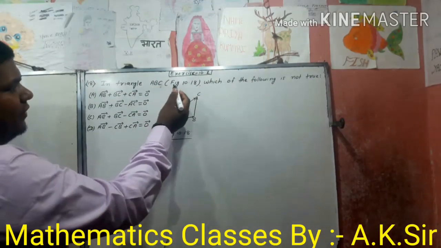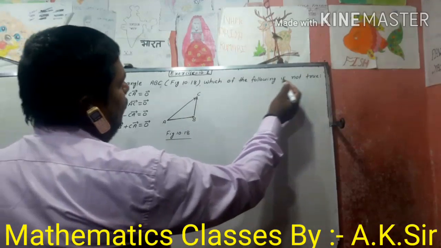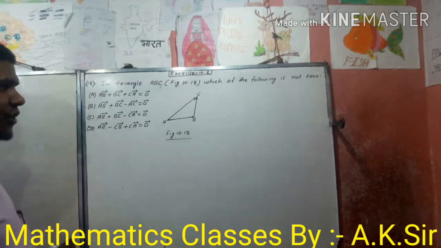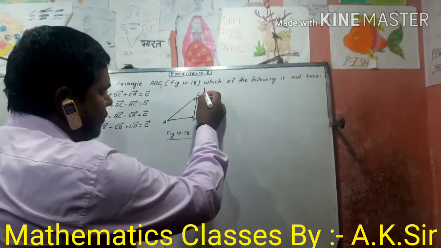I am starting your next question, question 18 of your exercise 10.2. In triangle ABC, figure 10.18, which of the following is not true? Before solving this question, triangle's law.